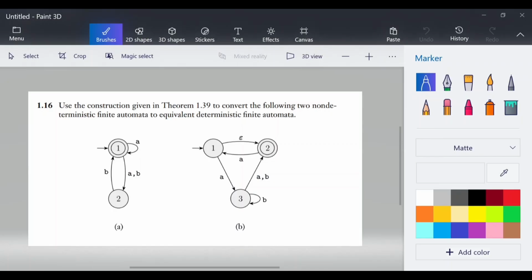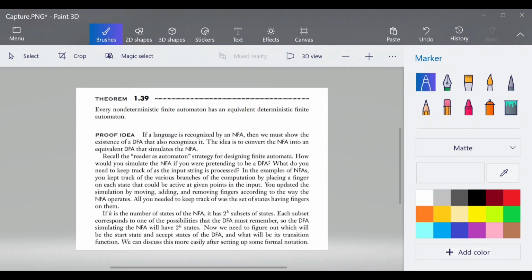Okay guys, as you can see here, this is question number 16. Use the construction given in Theorem 1.39 to convert the following two non-deterministic finite automata to equivalent deterministic finite automata. First, let's take a look at Theorem 1.39. This is the theorem that we have here: every non-deterministic finite automaton has an equivalent deterministic finite automaton.